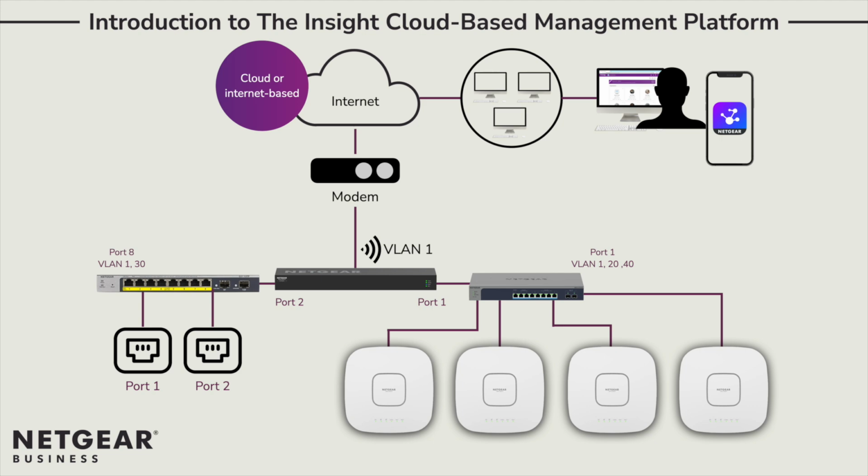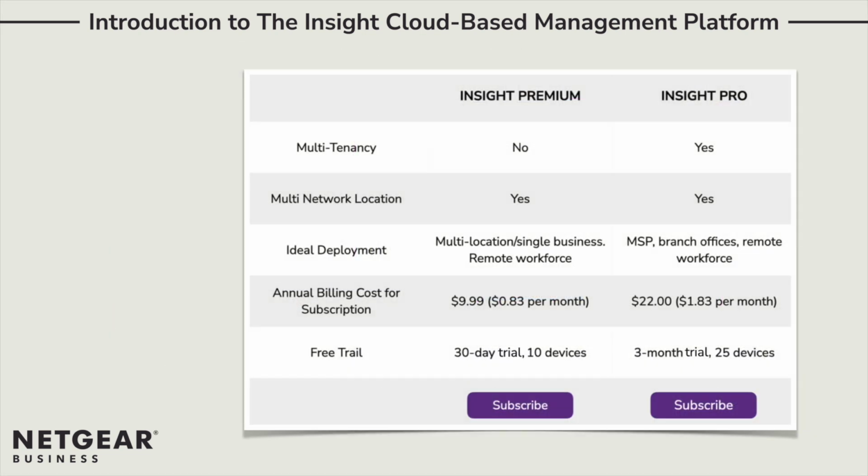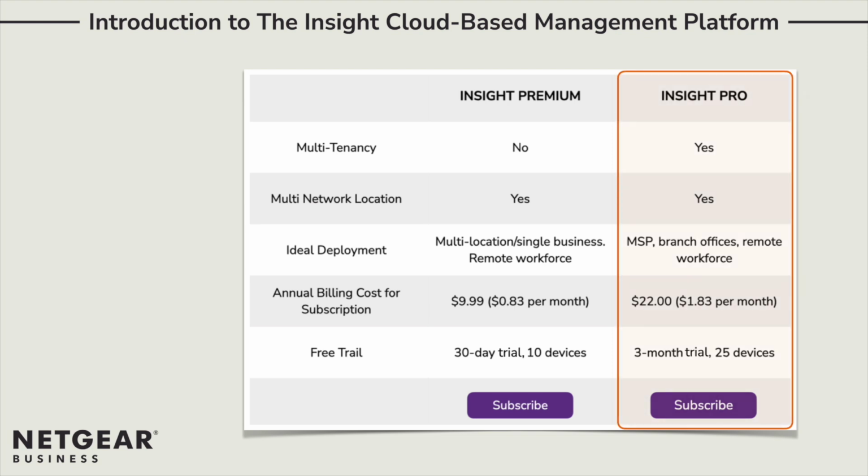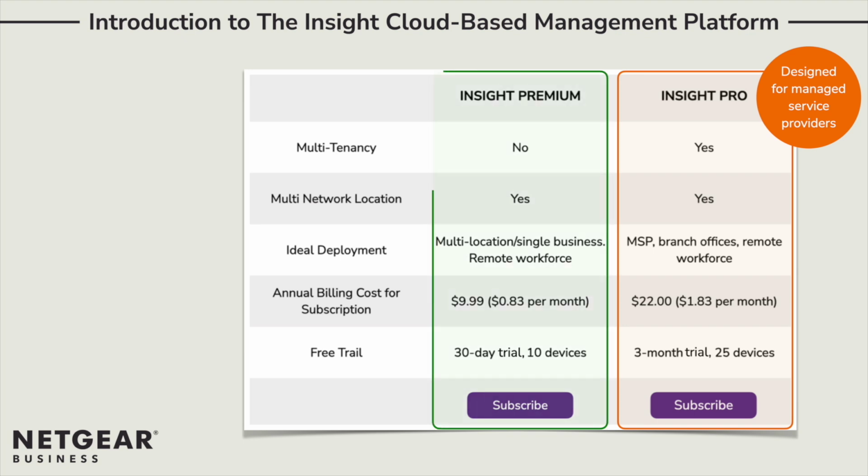Insight is available in two versions, Pro and Premium, with Pro servicing the needs of managed service providers offering IT services to multiple business customers, while Insight Premium supports individual business customers. Bear in mind, there is a subtle difference in how each of these options are purchased. Insight Premium licenses are obtained via the Insight web portal. However, Pro licenses are only available via your NETGEAR sales representative, and don't forget to inquire about monthly billing.